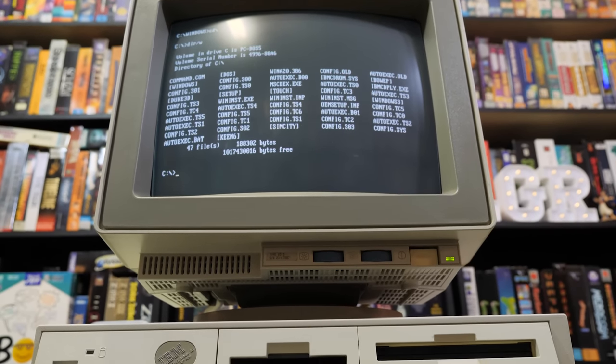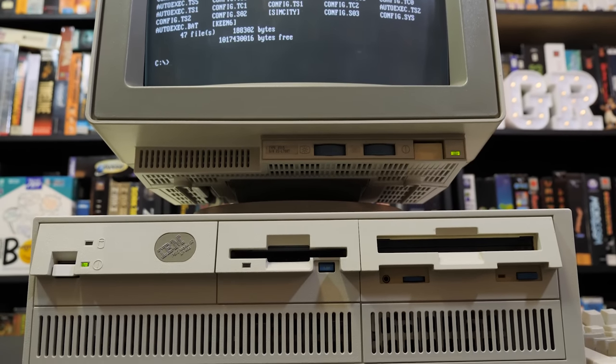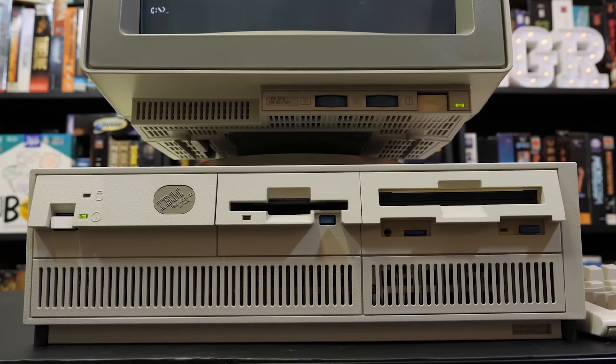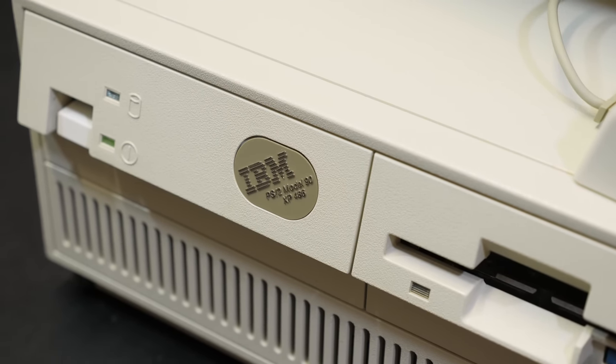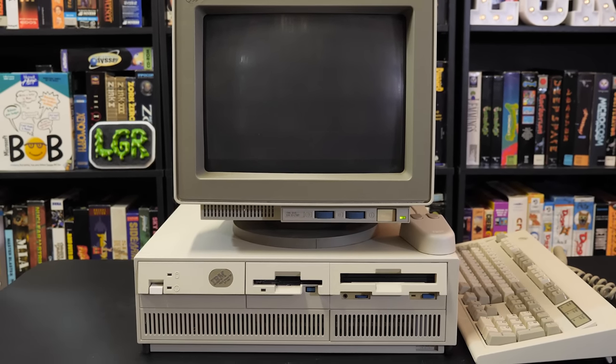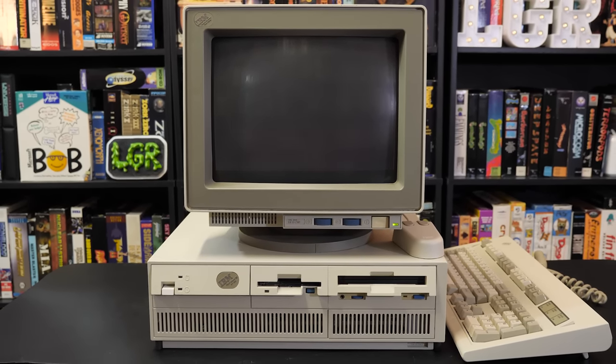Greetings and welcome to an LGR thing, and this thing is the IBM Model 8590, or the PS2 Model 90XP486, which was IBM's first system built from the ground up around the 486 CPU.